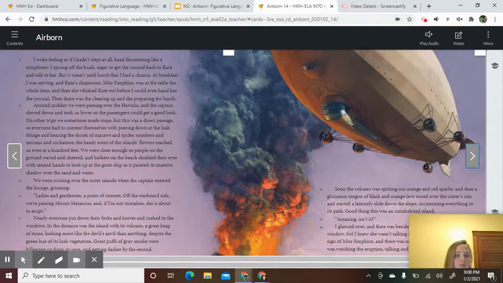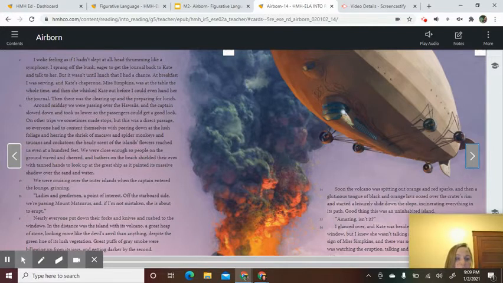I woke feeling as if I hadn't slept at all. Heart thrumming like a symphony, I sprang off the bunk, eager to get the journal back to Kate and talk to her. But it wasn't until lunch that I had a chance. At breakfast, I was serving, and Kate's chaperone, Miss Simpkins, was at the table the whole time. And then she whisked Kate out before I could even hand her the journal. Then there was the clearing up and preparing for lunch.